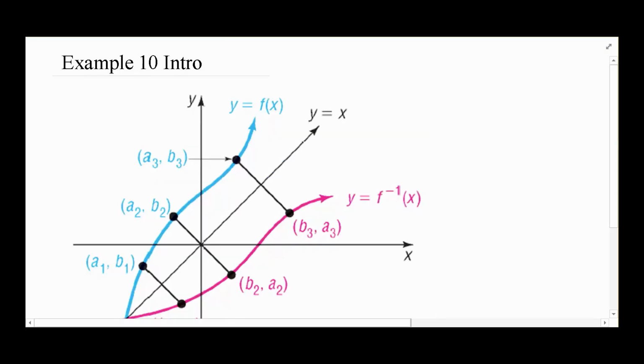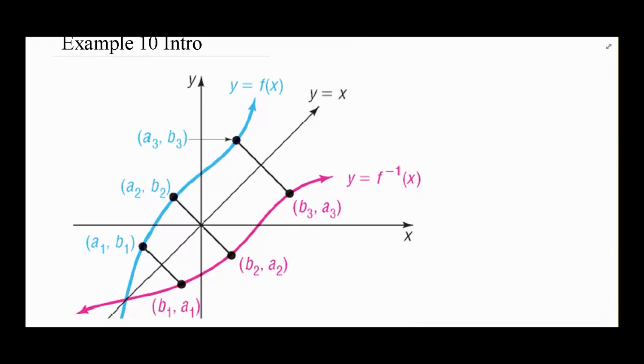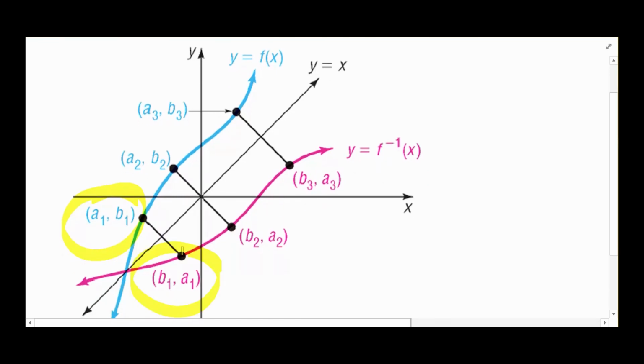So let's talk a little bit about graphing. Now, we know that if (a, b) is on the graph of a function, like we have our blue function here, we've got some (a, b)'s on it. For every (a, b) on the function, we know that (b, a) will be on the inverse. So (a2, b2) is on the function, (b2, a2) is on the inverse. Now, because we know this, we know that the function and the inverse will actually be symmetric with respect to the line y equals x.